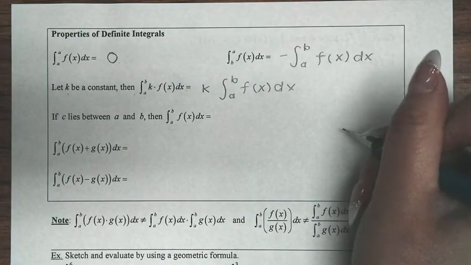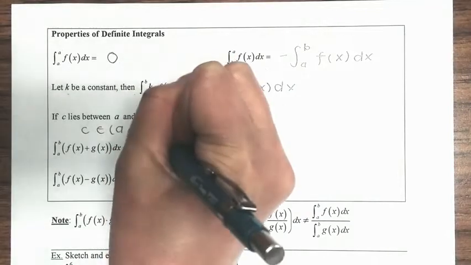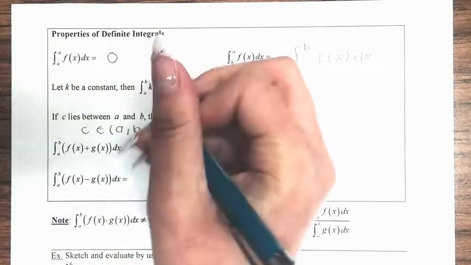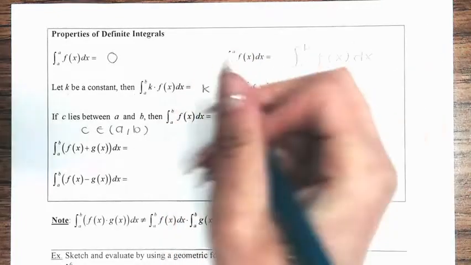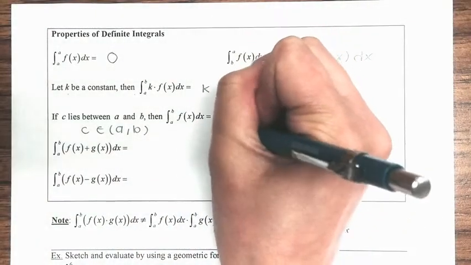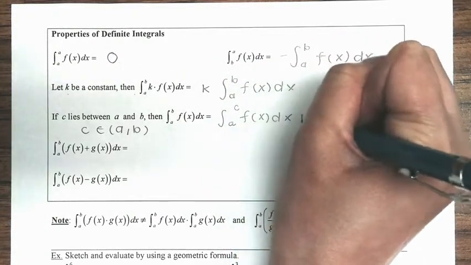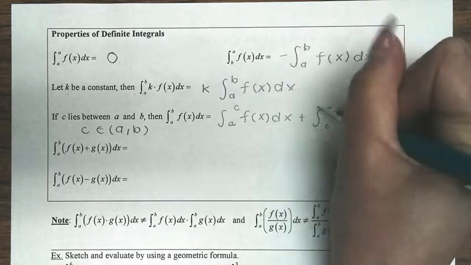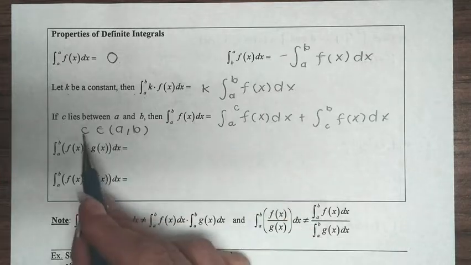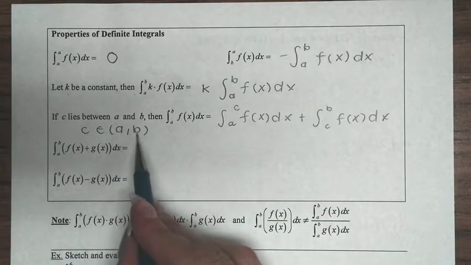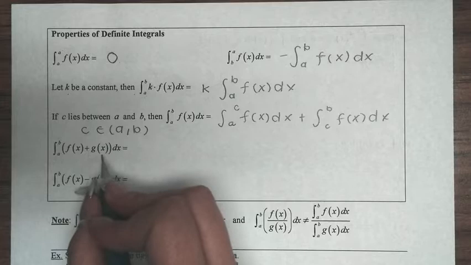If c lies between a and b, meaning c is an element of the open interval a, b, then the integral from a to b of f of x dx can be broken into two different integrals. The first one is the integral from a to c of f of x dx, plus the integral from c to b of f of x dx. We can do this because c is in between a and b.